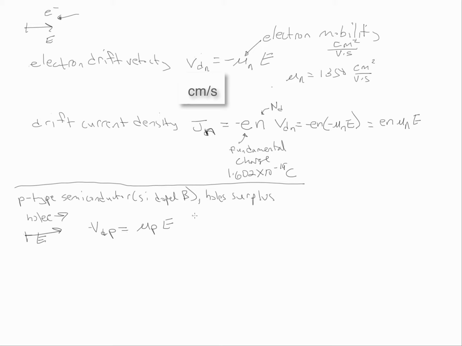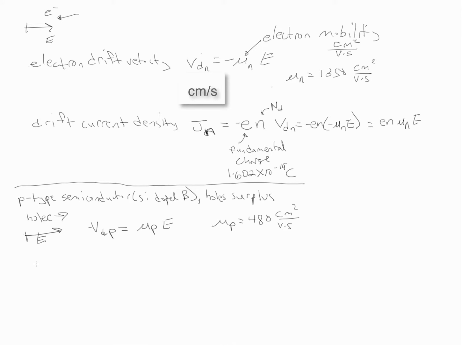And then the mu sub p is around 480 centimeters squared per volt second. So this is the hole mobility. So you can see the holes move a lot slower around the silicon than the electrons do.